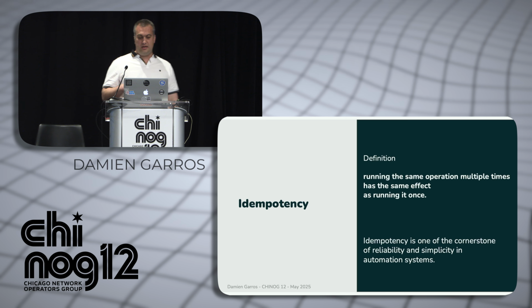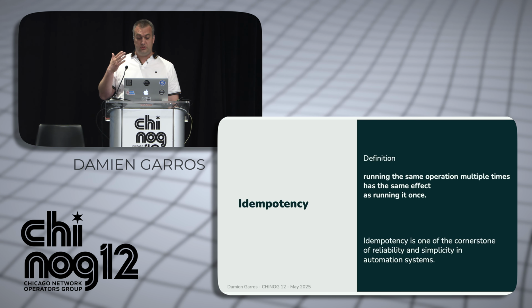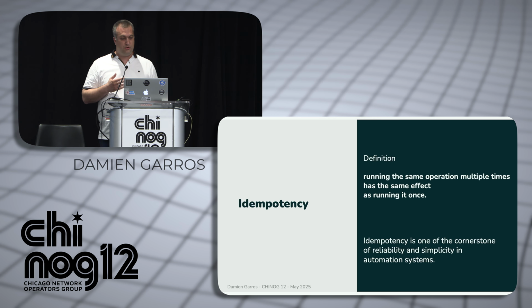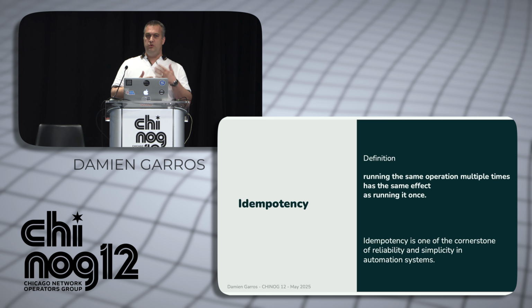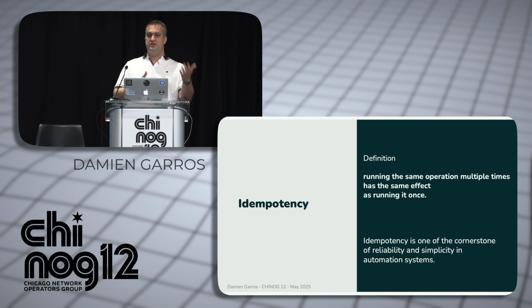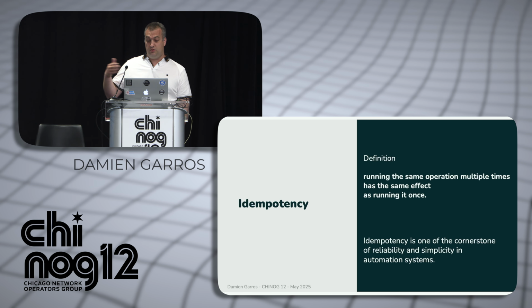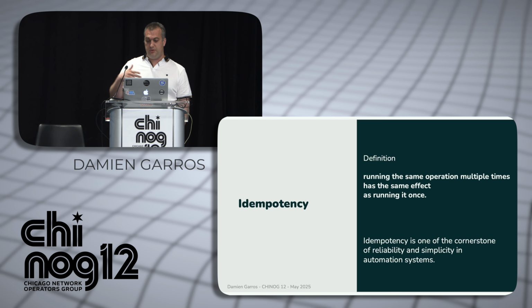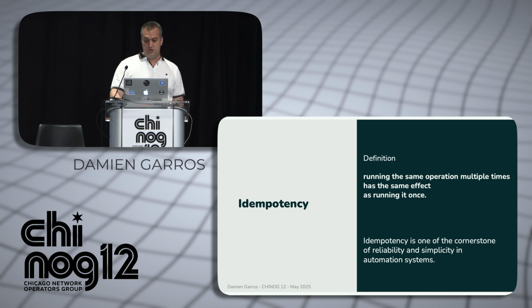So the first one is idempotency. Idempotency is so important to how we build actually reliable automations. This is the concept that every time you do an operation, if you do it multiple times, you will always have the same result. And I'll go over it quickly because we'll talk about it multiple times throughout the presentation. But it's a cornerstone of reliability and how we actually build automation.